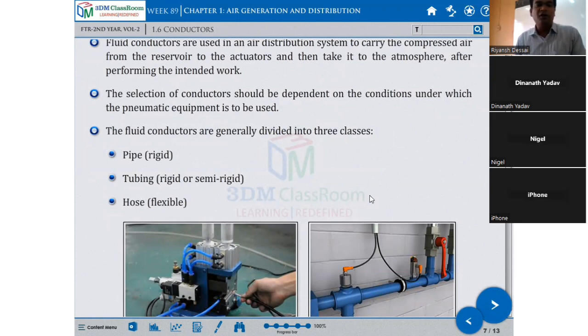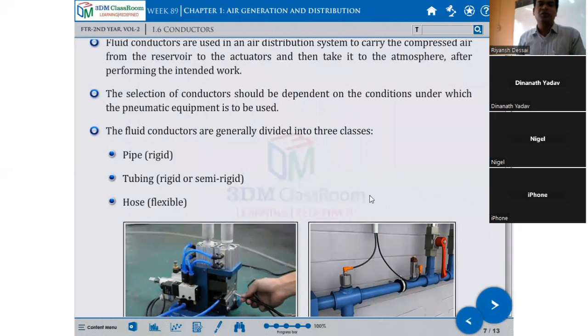The fluid conductors are generally divided into 3 classes. We require a conductor. Conductor means nothing but all the parts from the receiver to where you want to take it, to your control valve or actuator or cylinder. They are generally divided into 3 classes. Pipes, which are rigid. Rigid means a fixed pipeline or fabricated pipeline. They all come under rigid pipe.